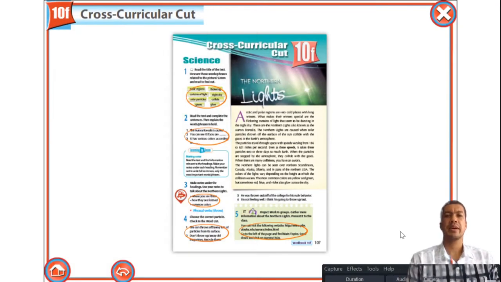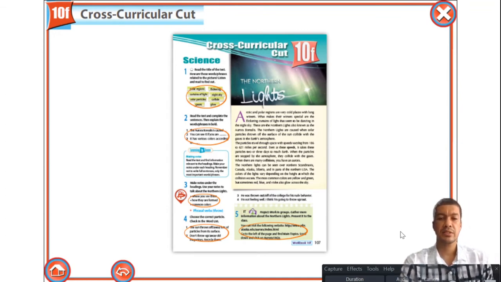Alright guys, welcome back, and we're doing unit 10F for our cross-curricular cut, and we're talking a little bit about science today, looking at the Northern Lights. The Northern Lights is quite a fantastic event that you can witness, but only in the northern regions, like your Canada and Siberia.